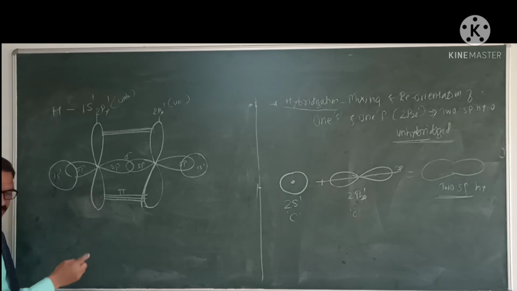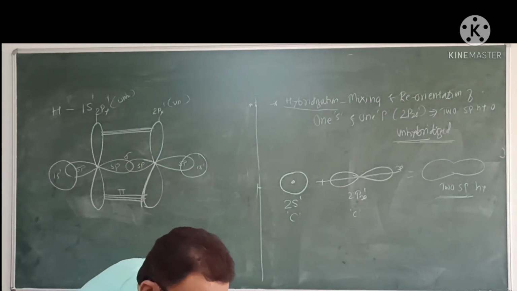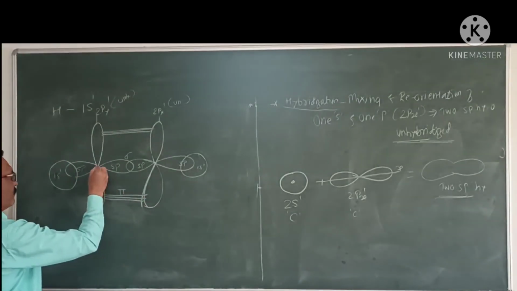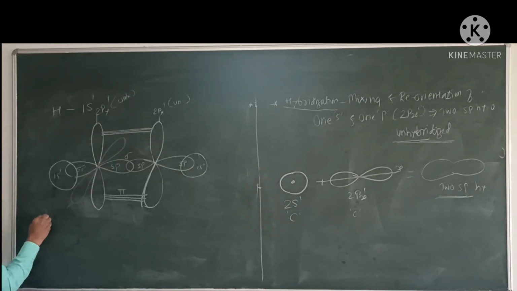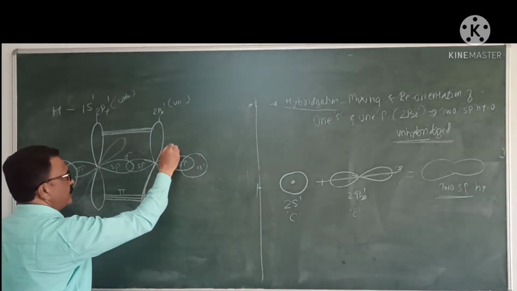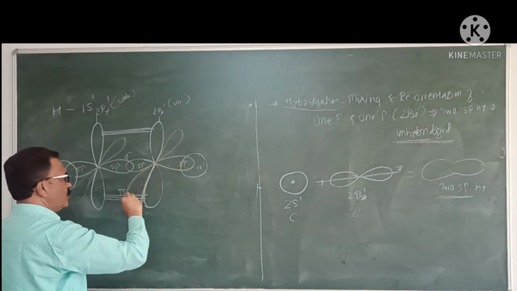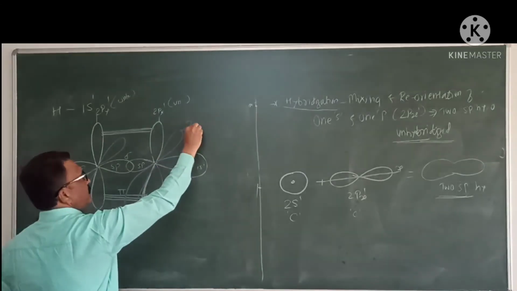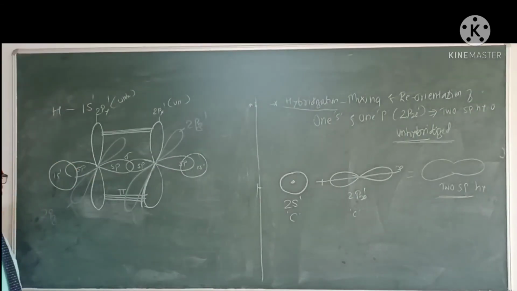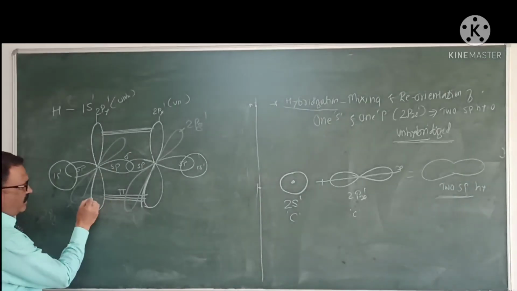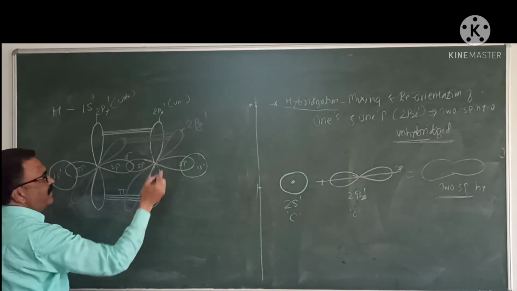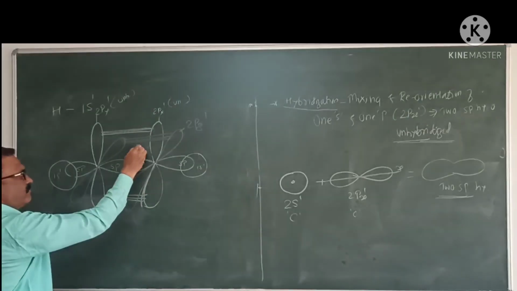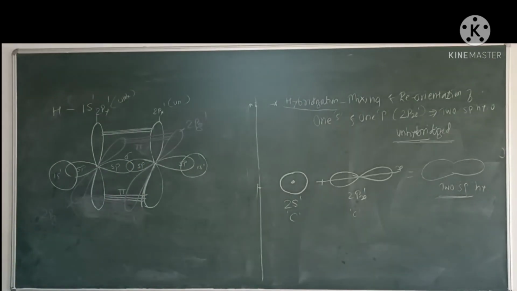Okay, there is a third unhybridized atomic orbital of the carbon atom, which is 2pz. This is 2pz. These unhybridized orbitals overlap laterally, and they form a carbon-carbon pi covalent bond.